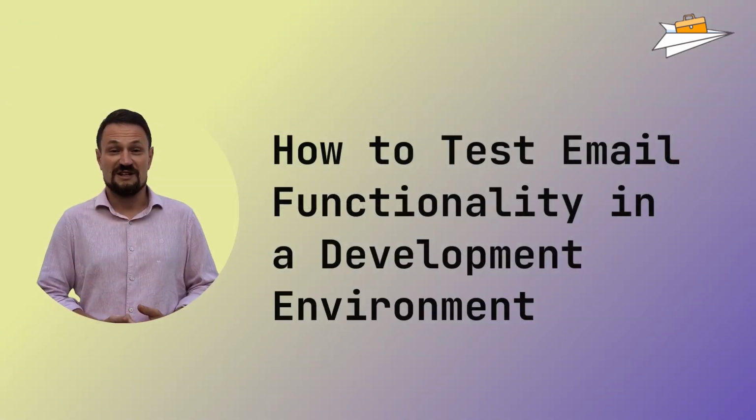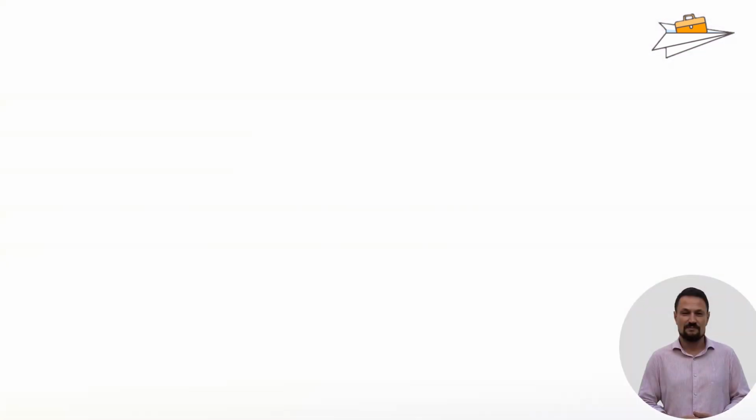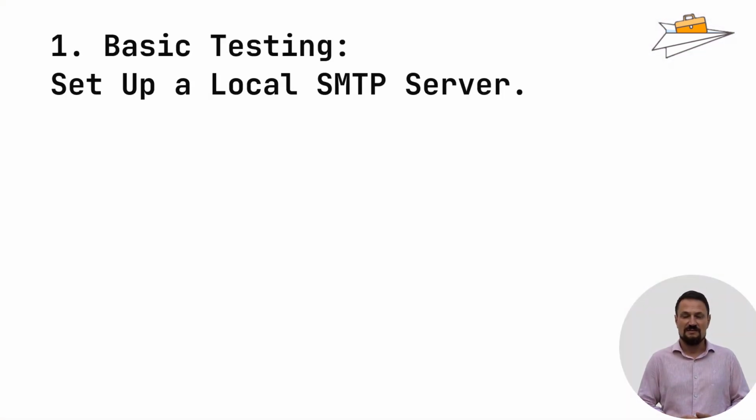Once you have integrated email functionality into your Java application, the next step is testing. Here's a guide to help you through it. Step 1. Basic testing. To test email sending in a local environment, set up a local SMTP server. This can be done using either production-grade server software like Exim or Postfix, or by using a fake SMTP server that allows you to capture and inspect outgoing emails without sending them to real recipients.